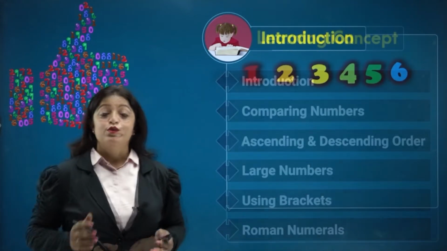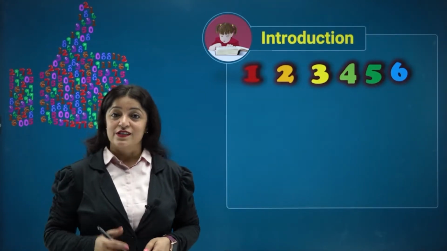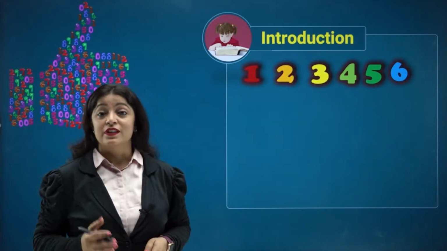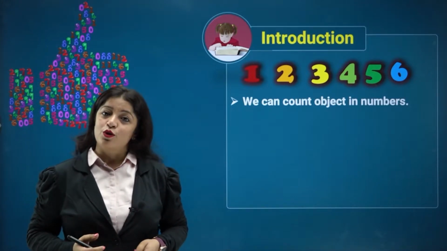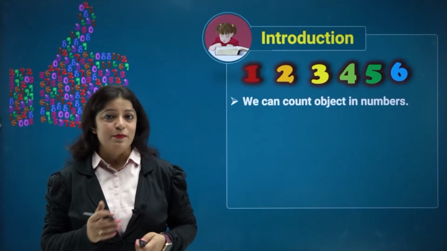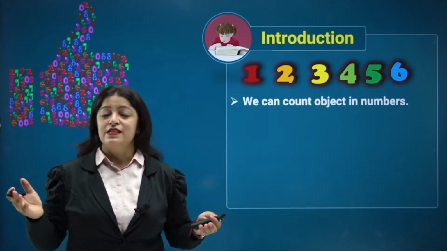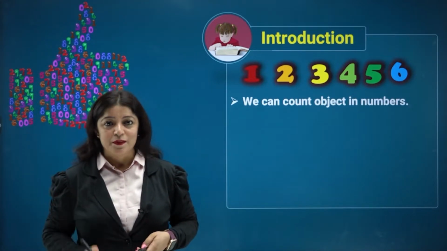So let us begin. So when you look at the numbers 1, 2, 3, 4, 5, 6 and so on, we can see that we can count these numbers. These are actually the numbers, right? And these counting numbers are also called natural numbers. So we can count the objects in various number. If any set of objects is kept in front of you, you can count how many of them are there.